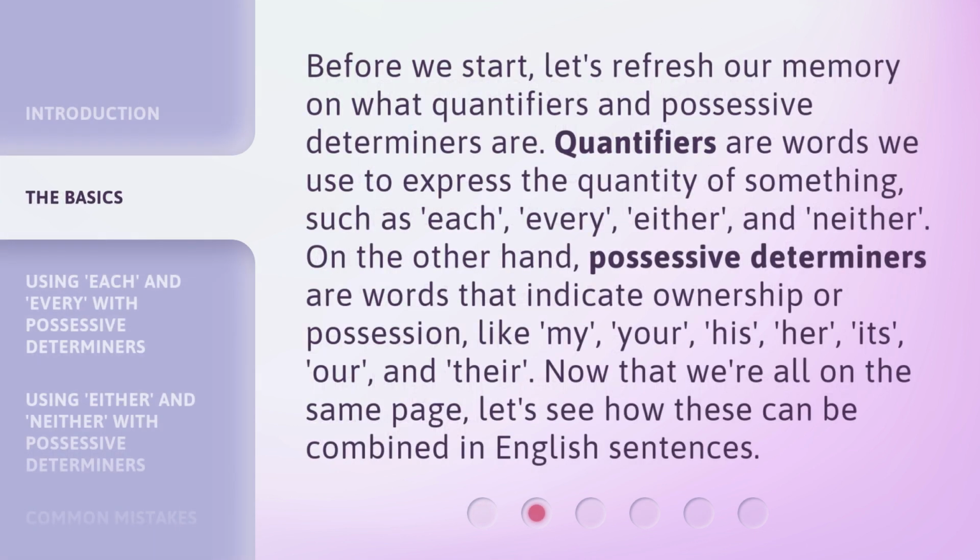Before we start, let's refresh our memory on what quantifiers and possessive determiners are. Quantifiers are words we use to express the quantity of something, such as each, every, either, and neither. On the other hand, possessive determiners are words that indicate ownership or possession, like my, your, his, her, its, our, and their. Now that we're all on the same page, let's see how these can be combined in English sentences.